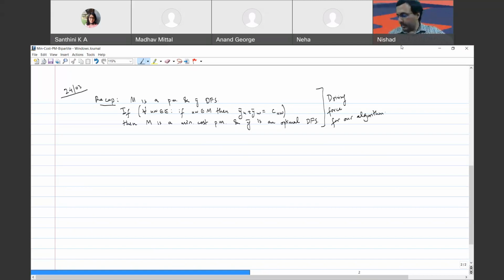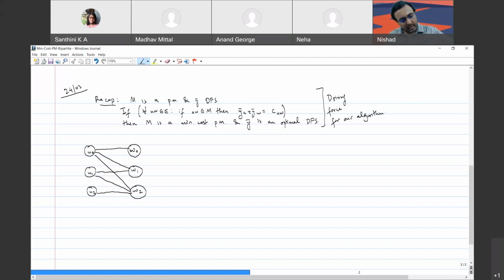Okay, so here is the example I want to consider. U0, U1, U2, W0, W1, W2. And the edges are, I'm going to put all the edges except one edge while keeping the graph bipartite. So these are all the edges we have. We have 3 plus 2 plus 3, 8 edges.